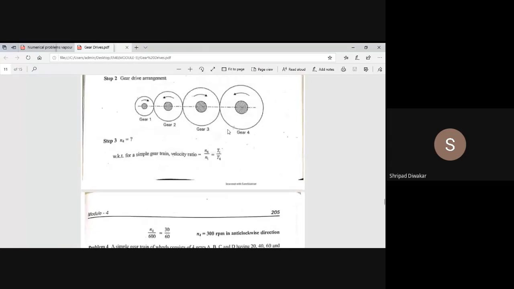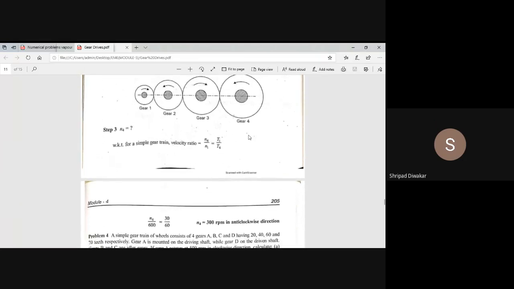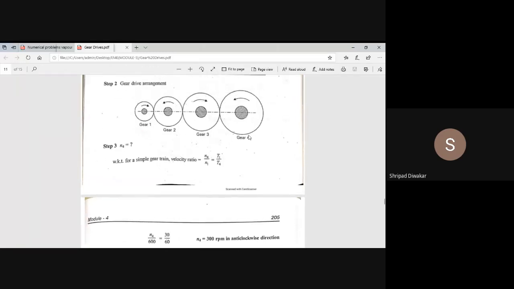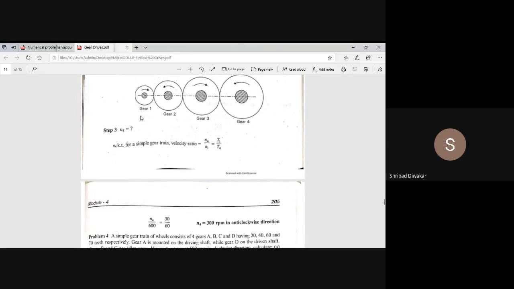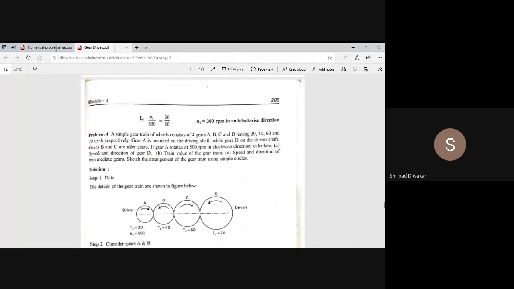You see, the speed of gear 1 is 600 RPM, and we are getting the speed of the last gear as 300 RPM. As the number of teeth increases, the speed of the gear drive decreases. As the number of teeth decreases, the speed increases. As I said, the velocity ratio is always inversely proportional to the number of teeth.